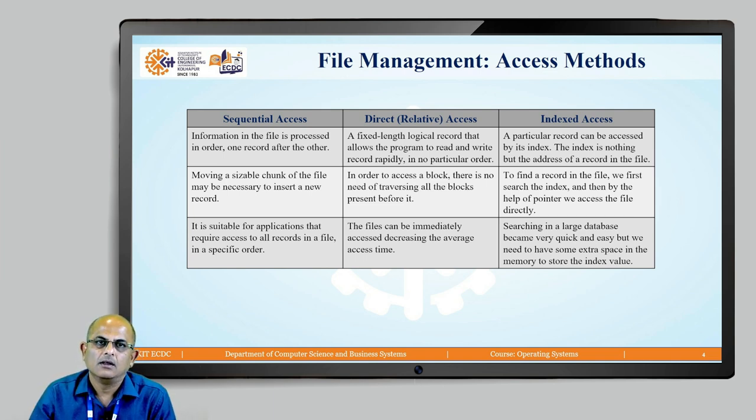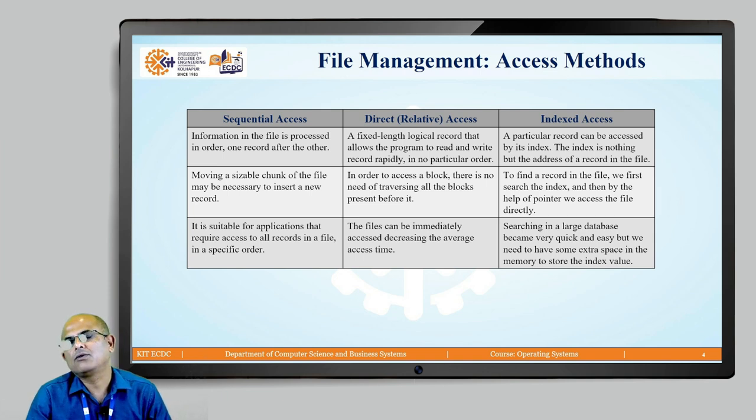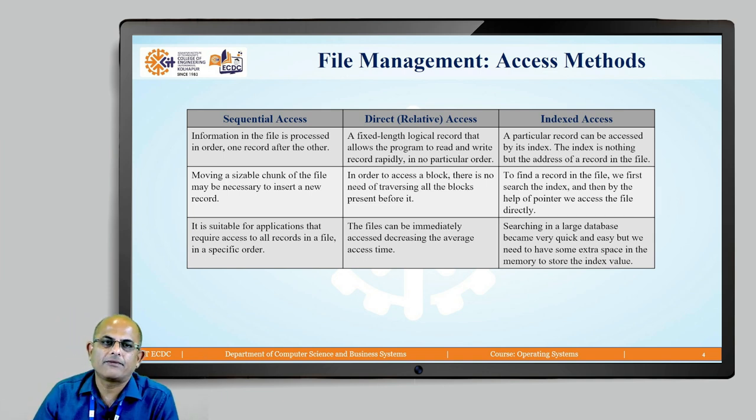Sequential access is suitable for applications that require access to all the records in a file in a specific order. So if you want to access all the records starting from the beginning, then it is preferable to go for sequential access.